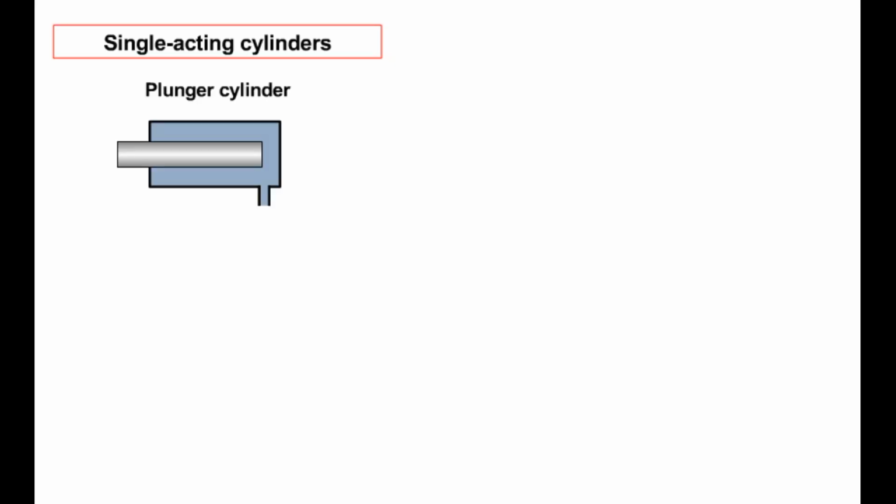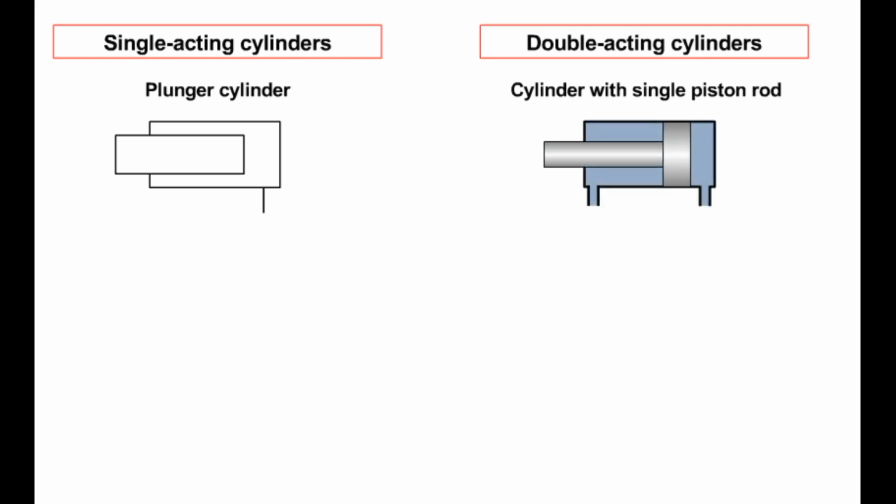The plunger cylinder is a typical single-acting cylinder with one pressure port. Its circuit symbol, which conforms to DIN ISO 1219, shows its basic function. Double-acting cylinders have a pressure port on both sides of the piston.